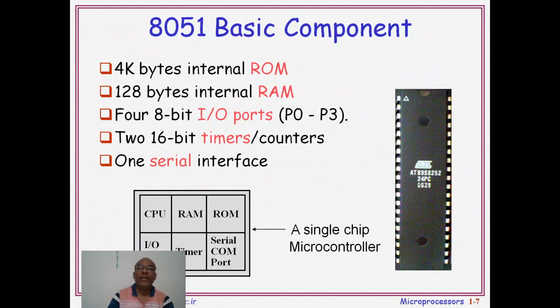Which are the basic components we use in a microcontroller? These are the 4 kilobyte internal ROM, 128 bytes internal RAM, then four 8-bit IO ports P0, P1, P2, P3, then two 16-bit timers or counters, and one serial interface.